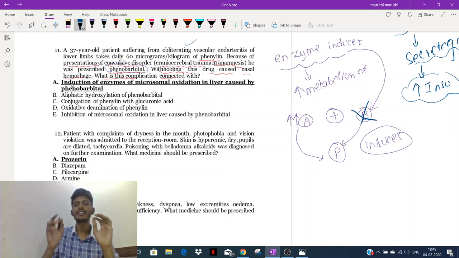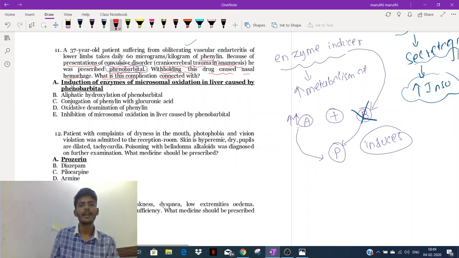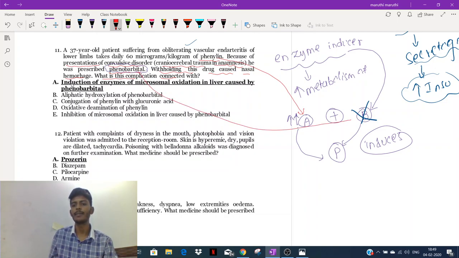Now in this case scenario, the drug given here would be drug A, and phenobarbital would be drug B. Till drug B was used, the patient had to take more of this phenylalanine drug. But what happened? I stopped phenobarbital. This drug will become more dose because now there is no inducer. The patient will have side effects caused by this drug. This is the story of the induction of the microsomal enzymes in the liver.